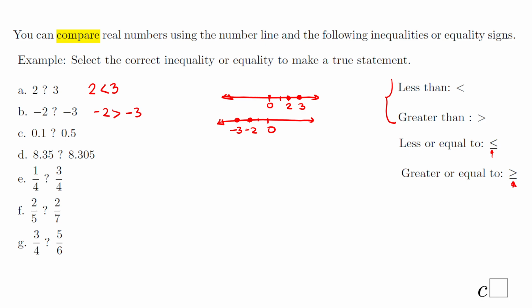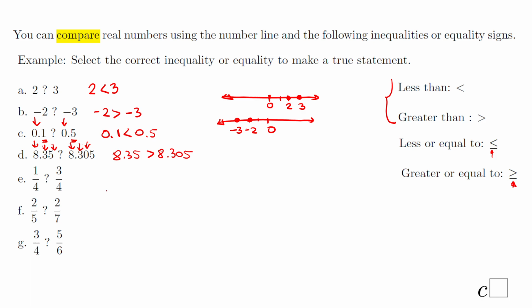Part C, 0.1 and 0.05. We have that 0 here, that 0 here, but then we're looking at the digits 1 and 5. 1 is less than 5, so I'm going to say 0.1 is less than 0.5. Very similar, part D, we're looking at 8, 8, 3, 3. The next thing we see is 5 and 0. 5 is greater than 0, so 8.35 will be greater than 8.305.